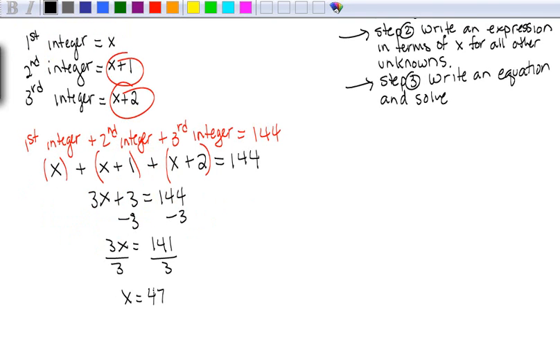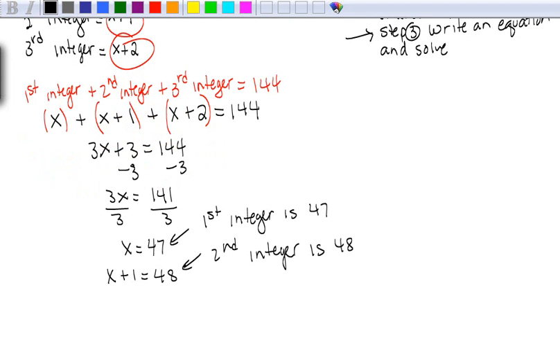So that is my first integer. My first integer is 47. How do I find the second integer? To get the second integer, I'm just going to add 1. So that would be 48. And finally, I'm going to add 2 to get my last integer, which is 49. So I just found my three integers: 47, 48, and 49.